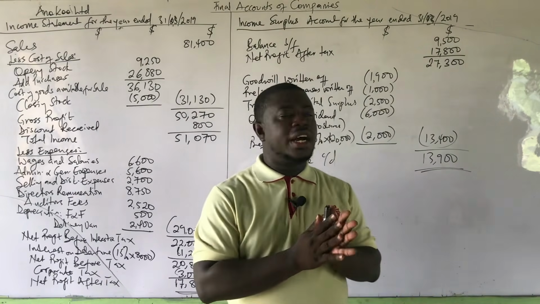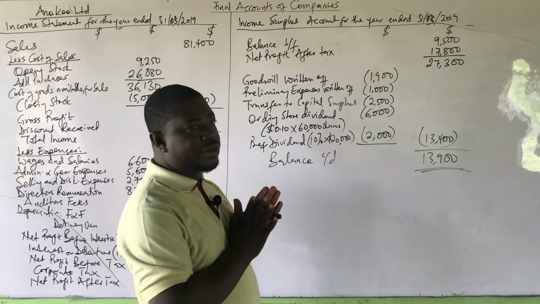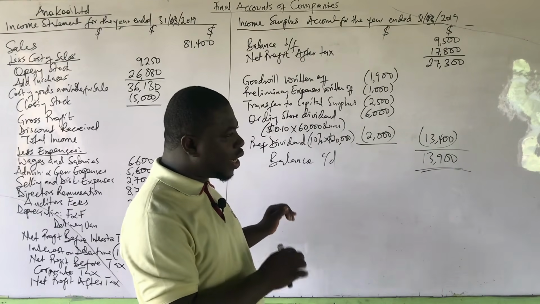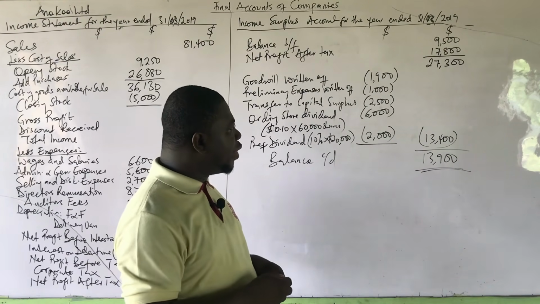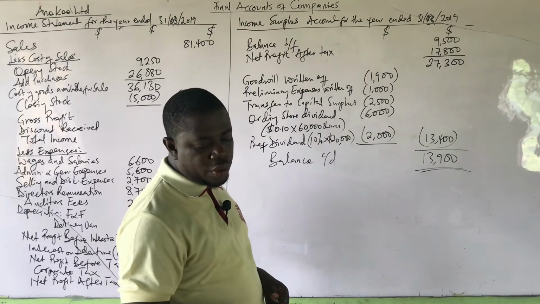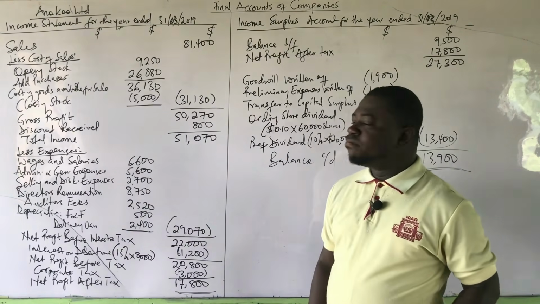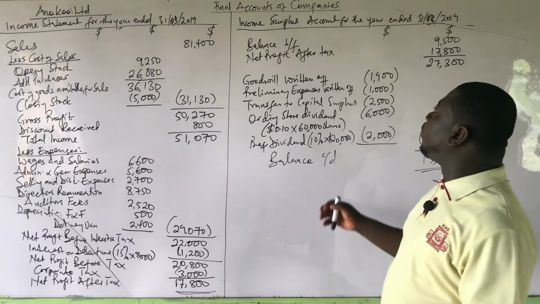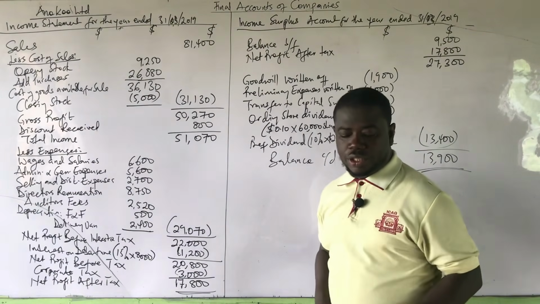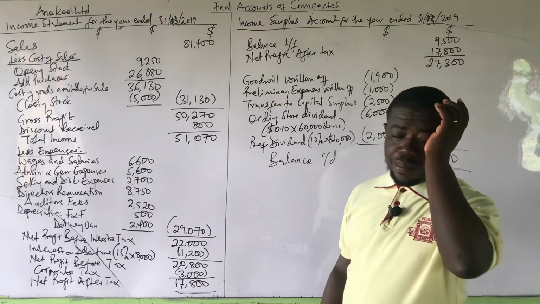This is our final balance of the income surplus account. If you don't understand this, look at it again and then repeat, and then try and look at the question and see how best you can help yourself. Okay. So, having completed the income surplus account, the final thing to do is the statement of financial position.